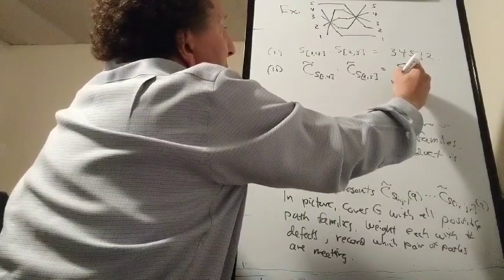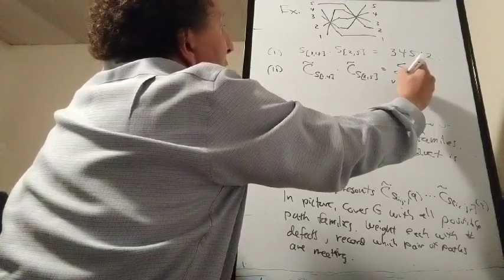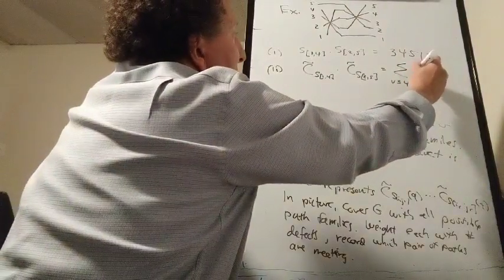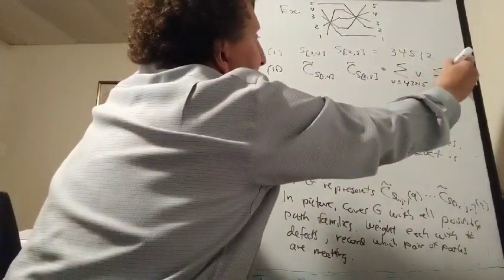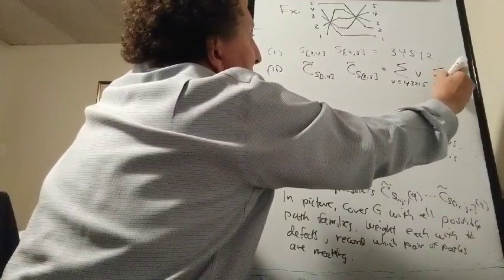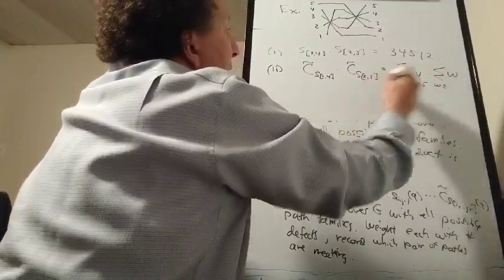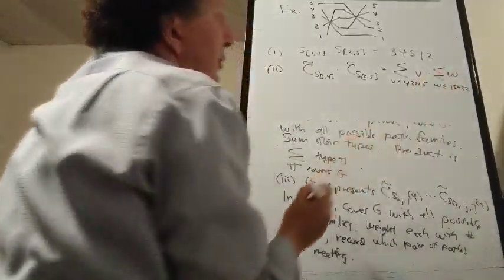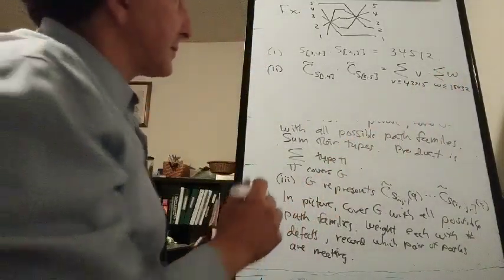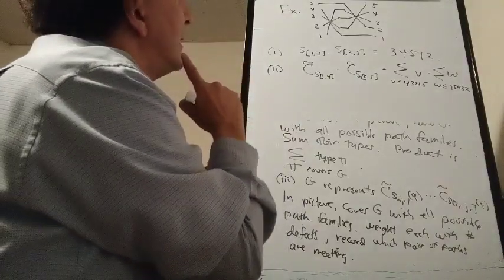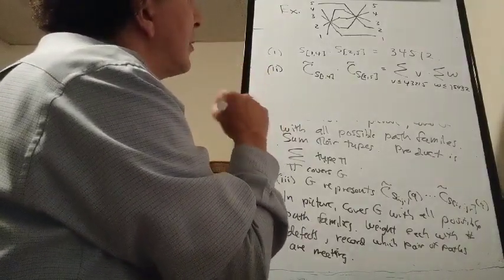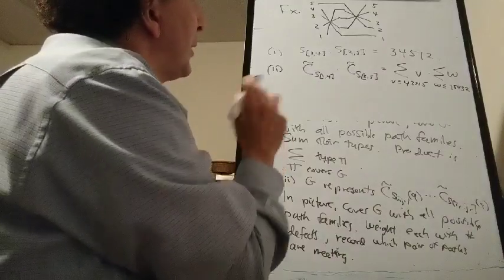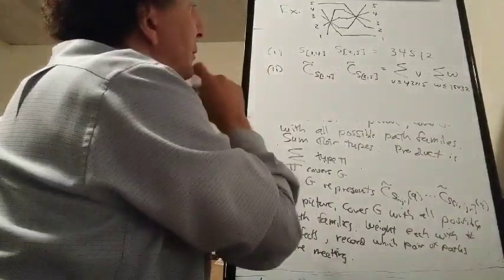Which is a sum of all permutations less than or equal to 4, 3, 2, 1, 5 in the Bruhat order times a sum of all permutations W less than or equal to 1, 5, 4, 3, 2 in the Bruhat order. Now I won't write all of these out, but I want to point out that this has to be divisible by 6.